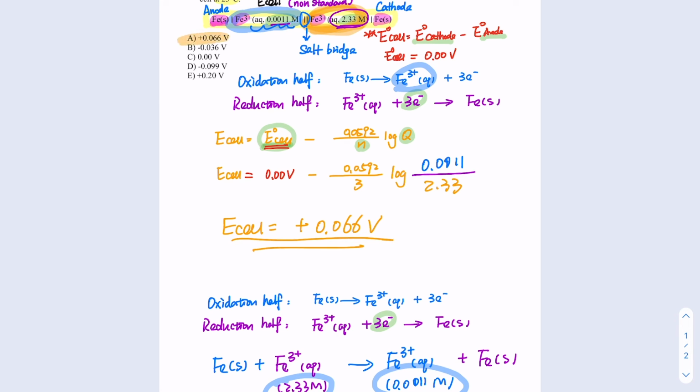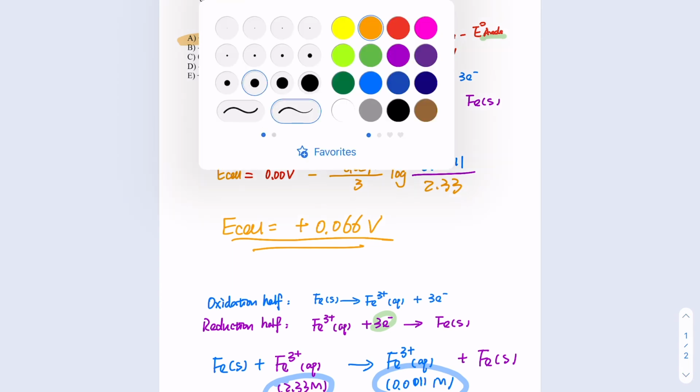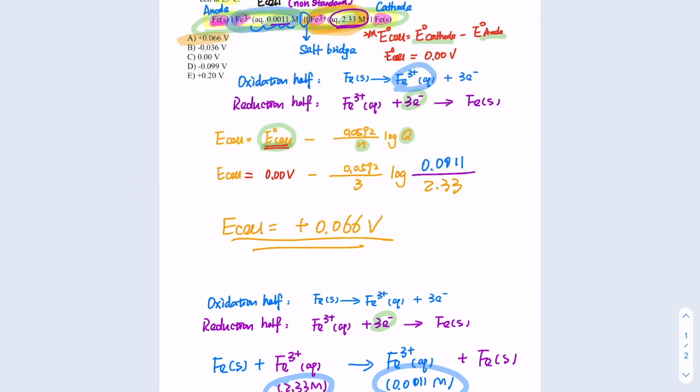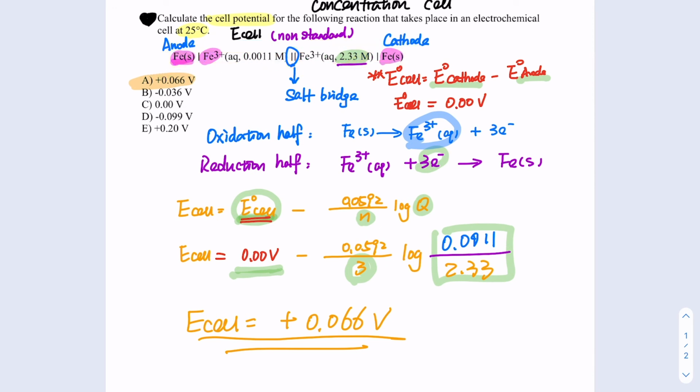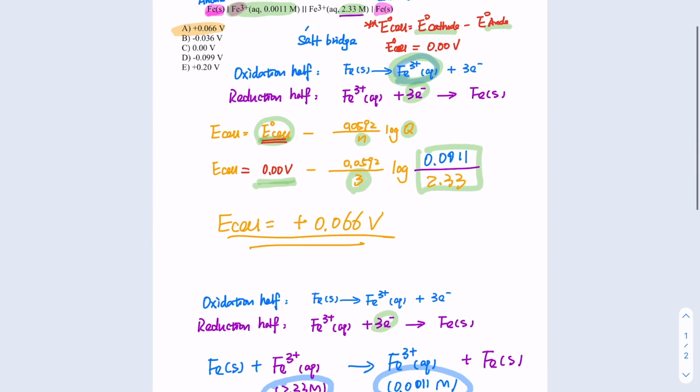So A will be our choice. Again, the important part is you know how to read from the cell notation and figure out this should be 0, how many moles of electrons, and then how to calculate Q. As a shortcut, since this will be the product for your oxidation half, overall that will be your product as well, the blue one.